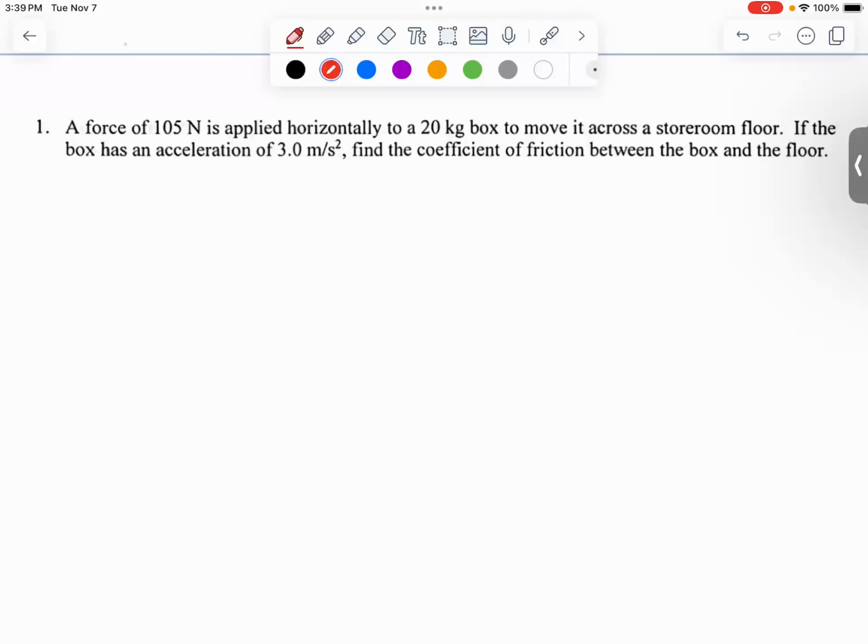Right, so it's a force of 105 newtons applied horizontally to a 20 kilogram box. Let me go ahead and draw the box on a flat floor. Okay, so there is a force of 105 newtons, with an acceleration of 3 meters per second squared. And we have to find the coefficient of friction between the box and the floor.